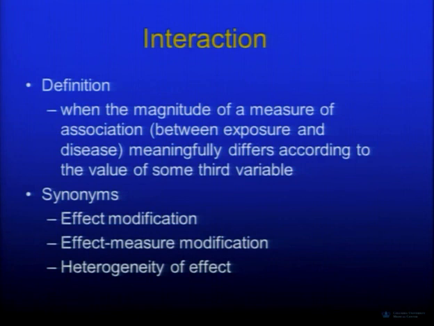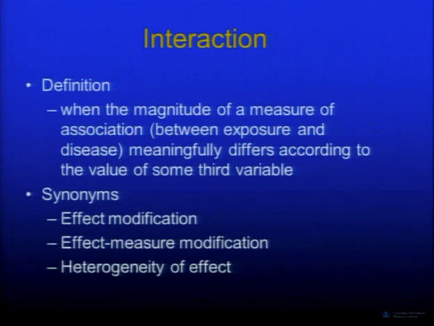So interaction, concept I talked about a couple of minutes ago. When the magnitude or measure of an association between the exposure and disease meaningfully differs according to the value of some third value. And this is also called effect modification, or effect measure modification, or heterogeneity of effect. And that was the example I showed with blood pressure, cholesterol, and smoking, and the whole idea there.